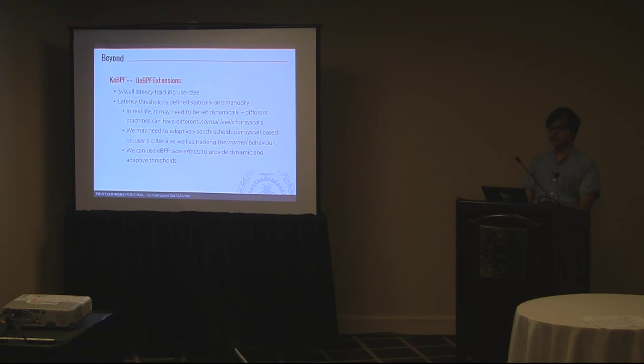I took the syscall latency tracking use case, which Francois and Matthew already discussed. It's just tracking the syscall latency, but the latency threshold is either defined statically or can be set manually. In real life, for different machines, we would probably have different normal levels of these thresholds. So I thought I could use eBPF to set the thresholds, and this is very easy, just by using maps and accessing maps in the kernel.